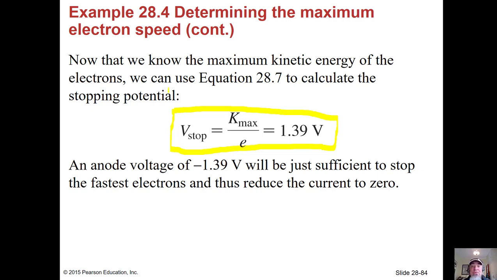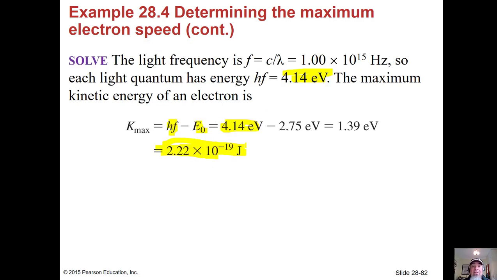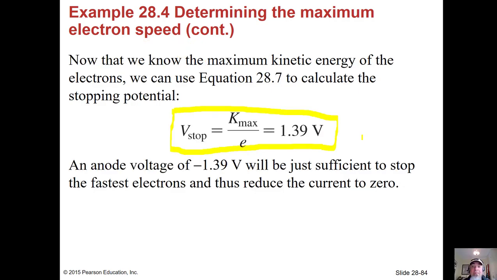Okay, so you had the maximum kinetic energy divided by the charge of an electron. Now, going back here, if you leave the kinetic energy in electron volts divided by e, you just get volts. That's the nice thing about the unit of electron volts. If the energy is in eV and you just divide it by e, it comes out in volts.